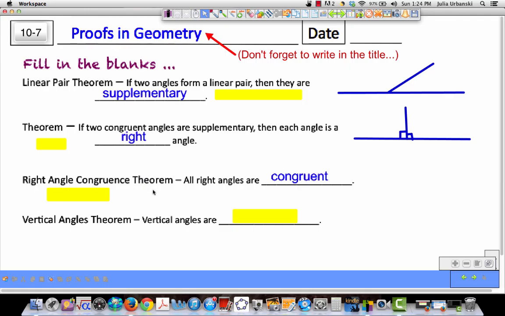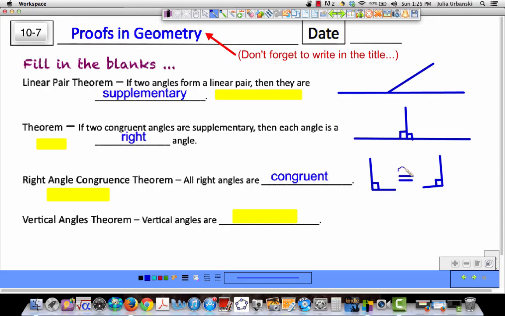because all right angles are 90 degrees. 90 degrees equals 90 degrees no matter what. So all right angles are going to be congruent to any other right angle in the world. 90 will always equal 90. So that is congruent to the other angle.